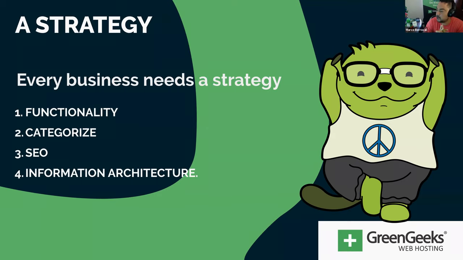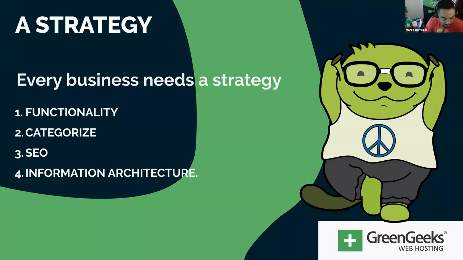So if we go, for example, with GreenGeeks, with our company, we want our visitors to sign up for a hosting account. That's our primary objective as a web hosting company. But we also have secondary objectives, for example, people signing up for webinars, signing up for our newsletter, reading our blog posts, reading our tutorials, things like that. So always have a strategy that you can define in a few sentences of what you want your site to accomplish.